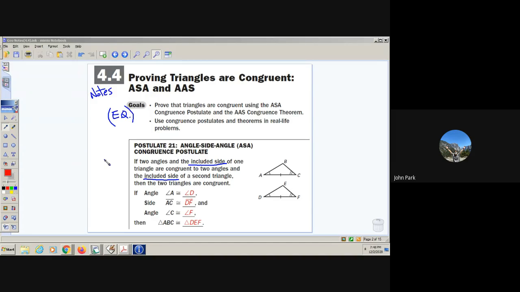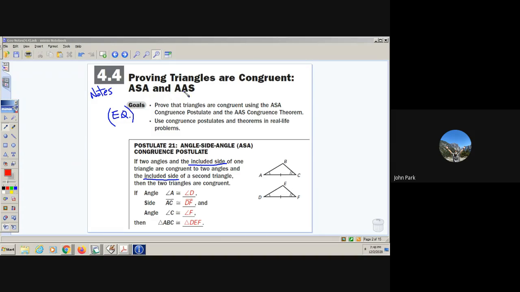Okay, so we're talking about triangles, proving triangles congruent again. Last time we talked about a shortcut way of proving two triangles are congruent using SSS, which is three sides of triangles congruent. And then we also used SAS, which is side angle side, where two sides and the one included angle are congruent.